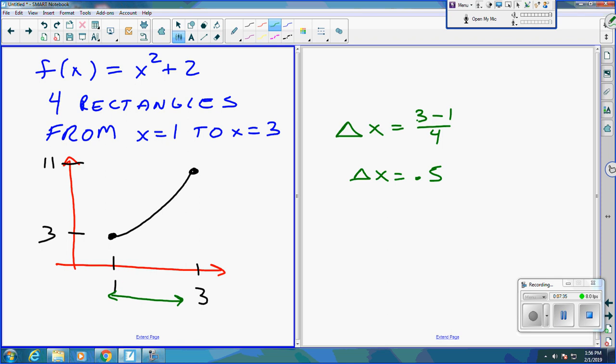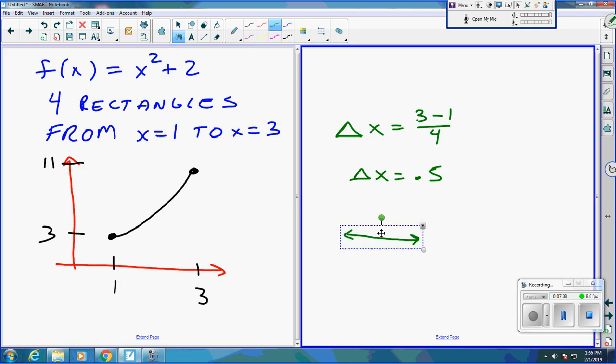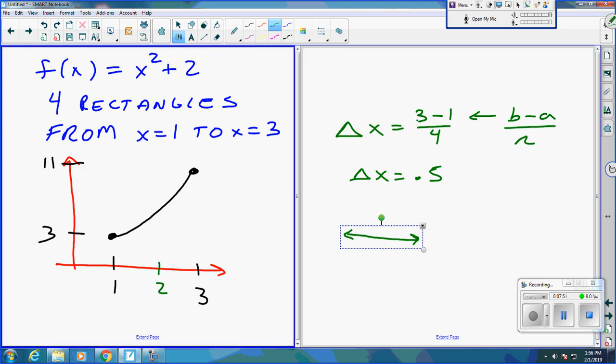All right, awesome. And there's a formula here. You guys see it? The formula here is b minus a over the number of rectangles. You think about it, but I don't particularly like to teach the formula. I think we can see it. So I'm going to put 2 in the midpoint, and I'm going to put 1.5 in and 2.5 in.